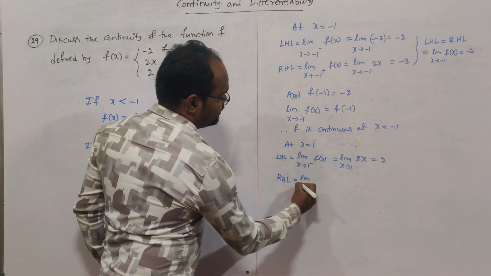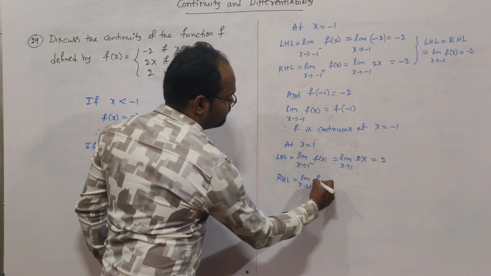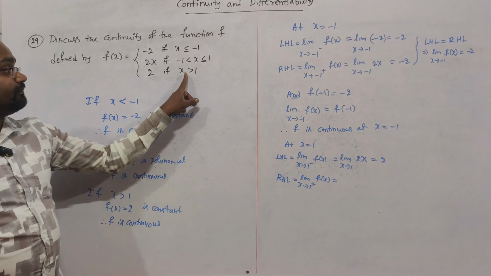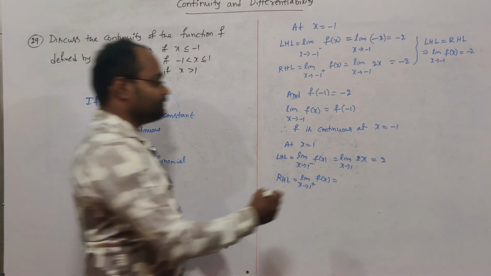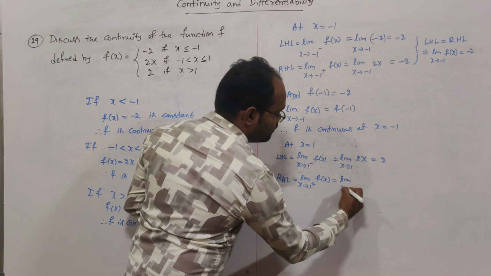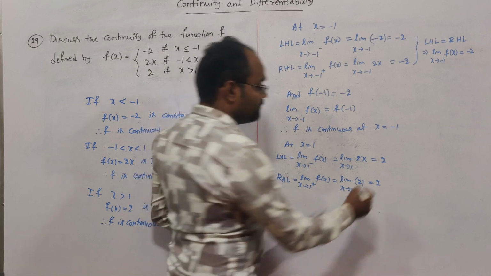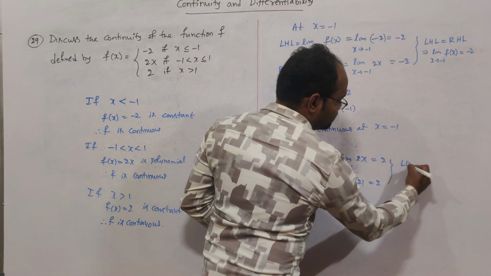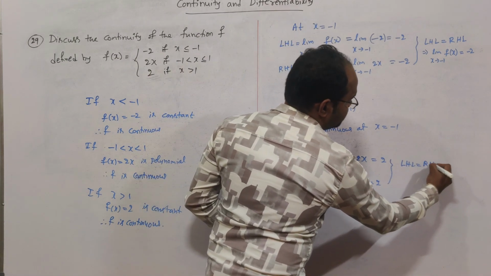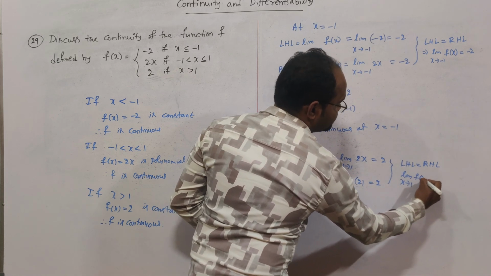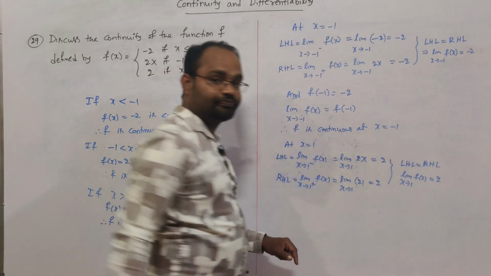Limit as x tends to 1 plus, f of x, slightly greater than 1, is 2. So f of x is 2. Limit x tends to 1 plus, f of x is 2. So that is the same as 2. What came? LHL equal to RHL came. What does that mean? The limit exists. Limit x tends to 1, f of x is equal to 2.